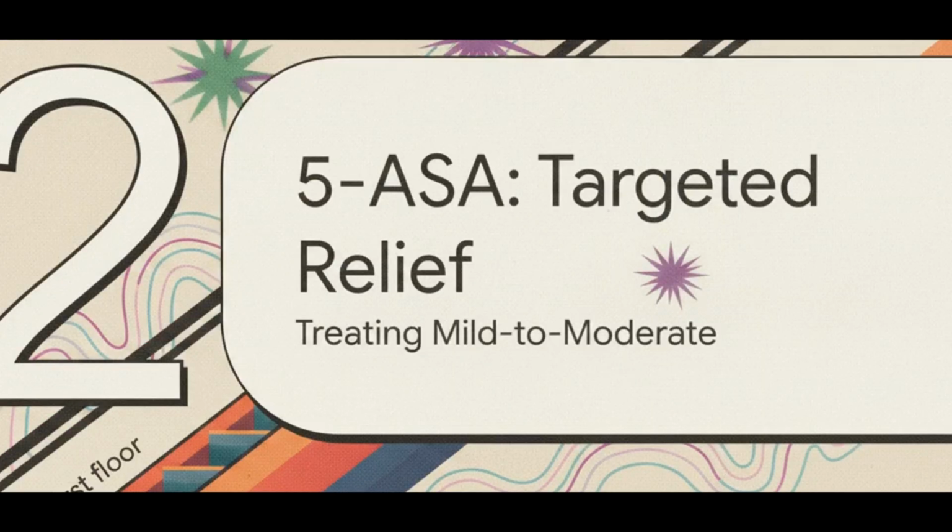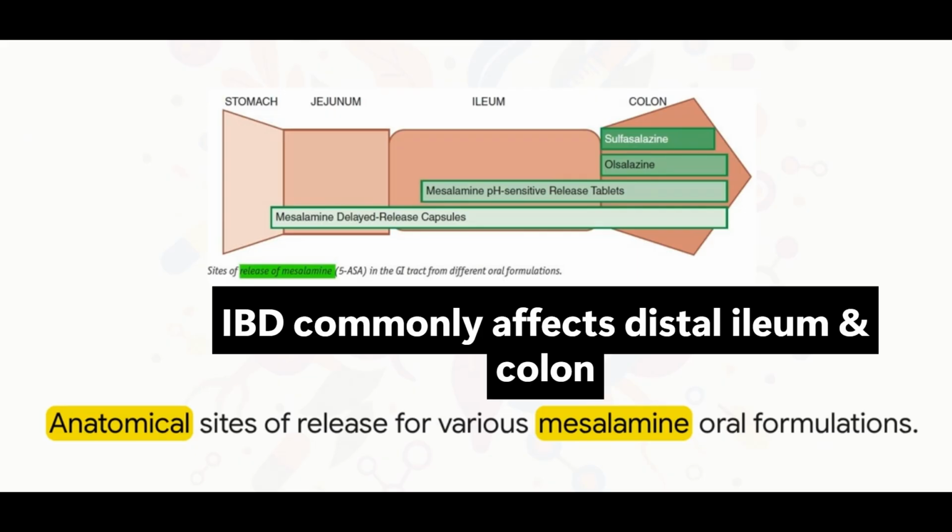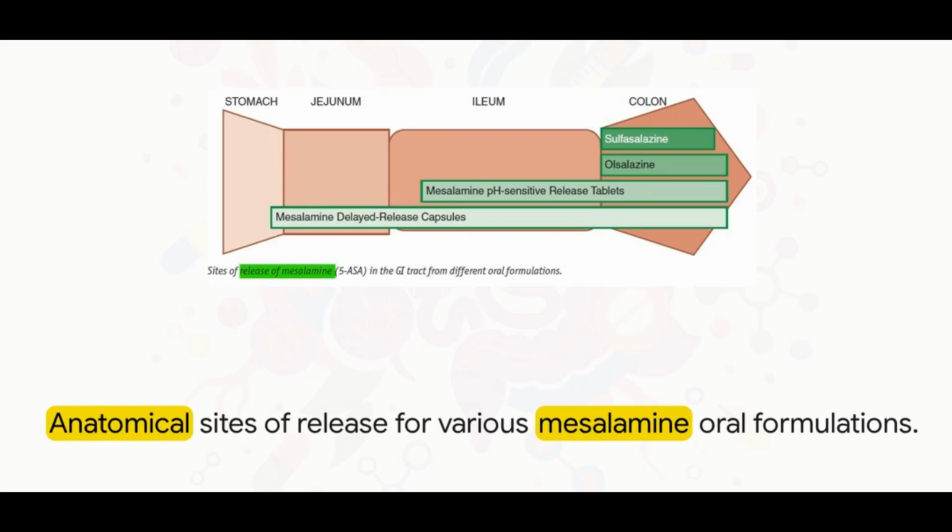Moving on to Section 2, 5-ASA, Targeted Local Relief. All right, we are officially stepping onto the first floor of our escalator, treating mild to moderate disease. Now, if you were to just give a patient standard unformulated oral mesalamine, which is a type of 5-ASA drug, it actually gets absorbed way too early, right in the jejunum. But IBD inflammation usually happens much further down the track, in the ileum and the colon. And since 5-ASAs work primarily through direct topical effects on that inflamed tissue rather than systemic absorption, pharmacologists had to get pretty creative to deliver the drug exactly where the disease is active.